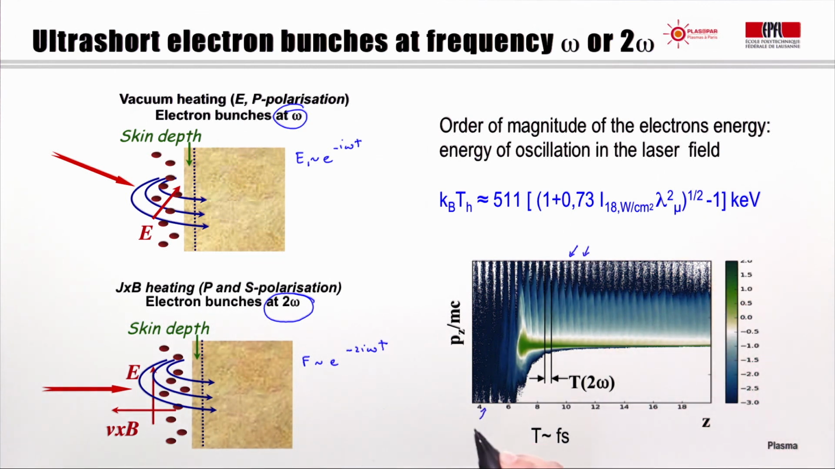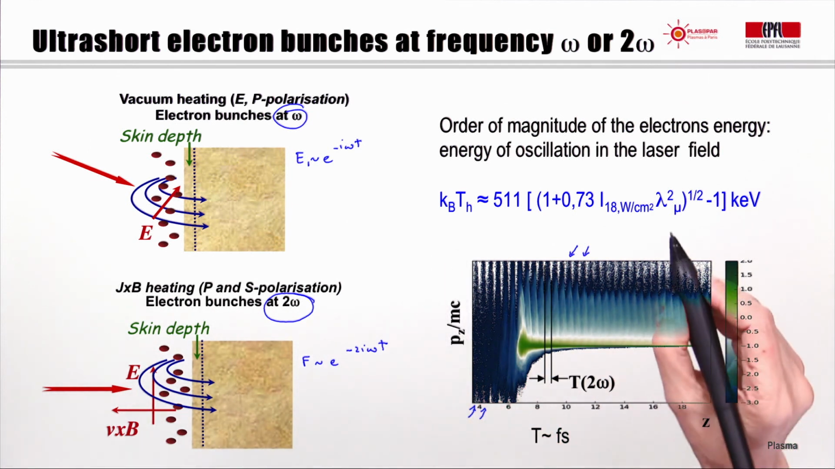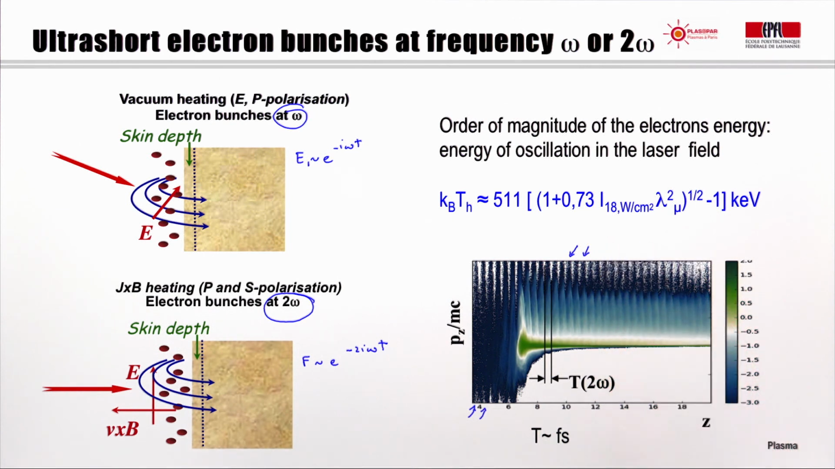Bunches of electrons are also ejected towards vacuum, and the particles that are ejected towards vacuum can be used for various applications. Typical duration of an electron bunch produced in this way will be of the order of a femtosecond with today's lasers. Finally, the order of magnitude of the energy gained by the electrons via this mechanism is roughly equal to the energy of oscillation of the electrons in the laser field, and is given by this formula. The energy of the hot electron for a laser at 1 micron and an intensity of 10 to the 18 watt per centimeter square is roughly equal to half MeV, that is the electron rest mass.